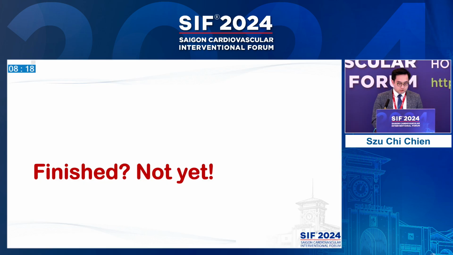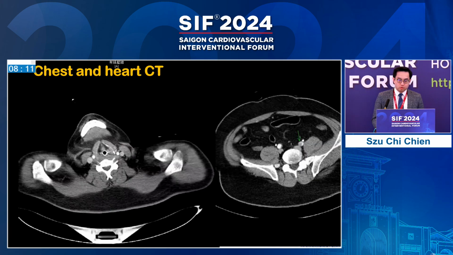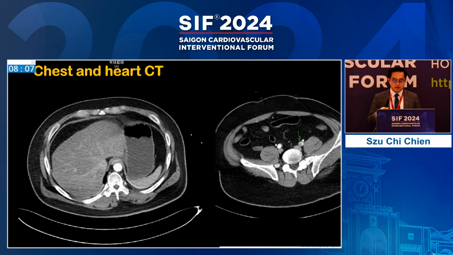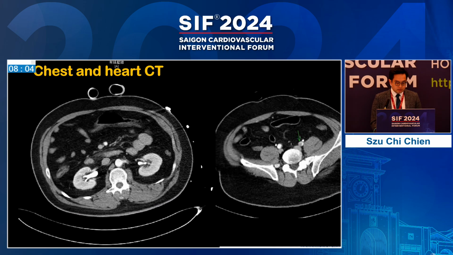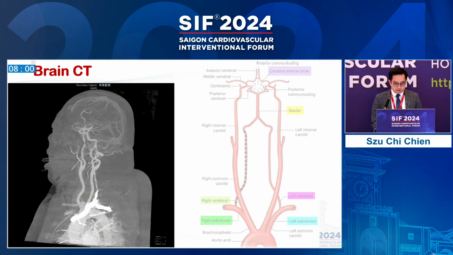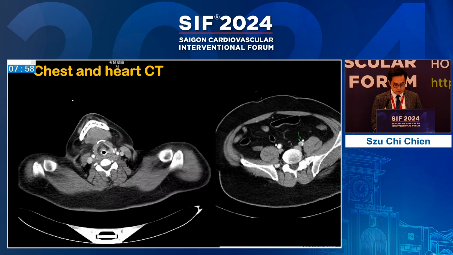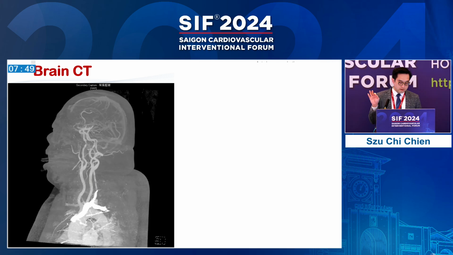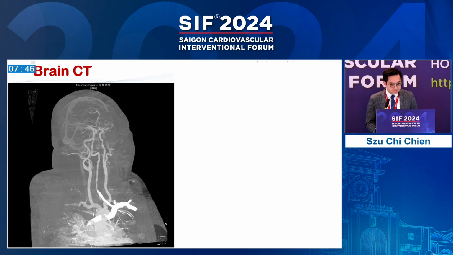So finished? Not yet. Do you remember the patient got slurred speech in the ER? In those 3 days, we did a chest CT, heart CT, and brain CT for this patient. And we found other things, as you can see here. There's a thrombus in the iliac artery, the left iliac artery. And besides, do you know what happened with this brain CT?